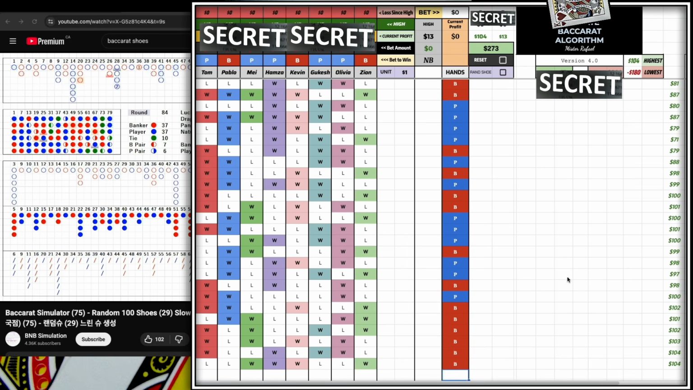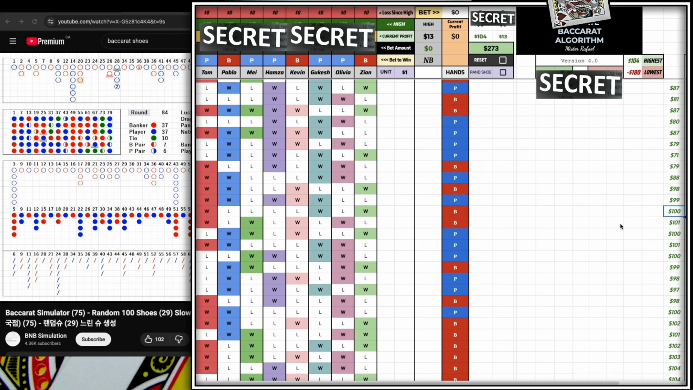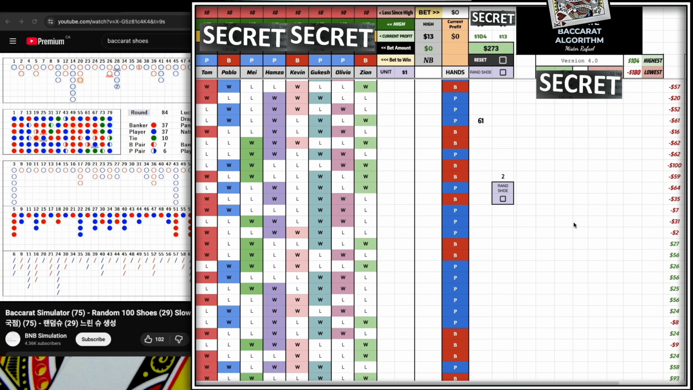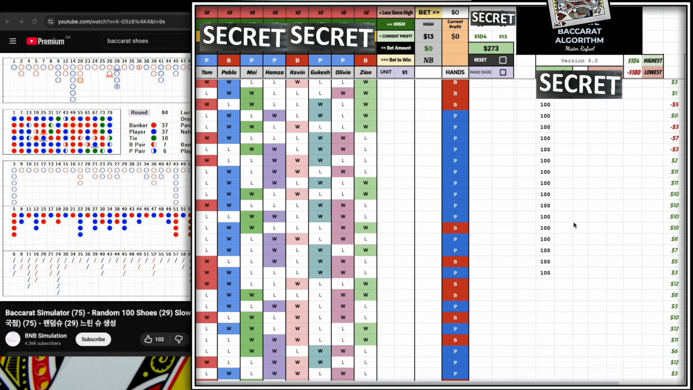And I noticed we hit the win goal, so I'm going to stop right there. Beautiful. Okay, we actually hit it back here. Very nice. So we got down to minus 180. Not too bad.